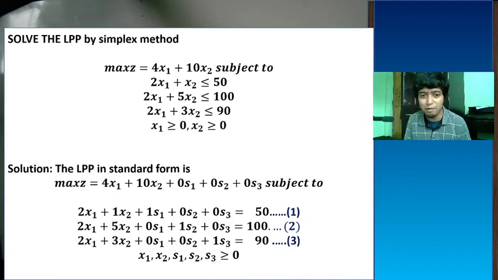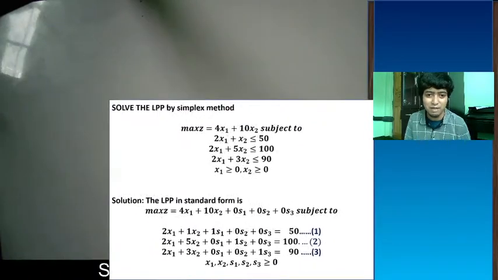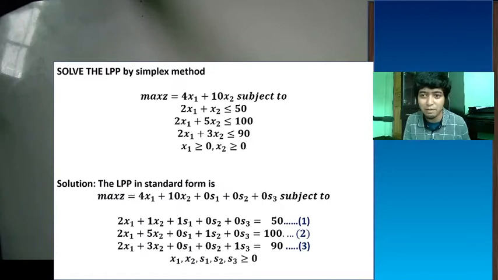The LPP in standard form is max z equals 4x1 plus 10x2 plus 0s1. We have added in the slack variables s1, s2, and s3, subject to the constraints. The constraints remain as they are, but the inequalities have been converted into equalities in the standard form. Also, the right sides of equations 1, 2, and 3, which are 50, 100, and 90, are all positive. That is required for the standard form if we have to solve it by the simplex method. So we are done with step number 1.